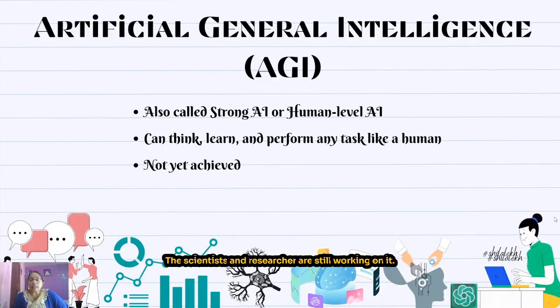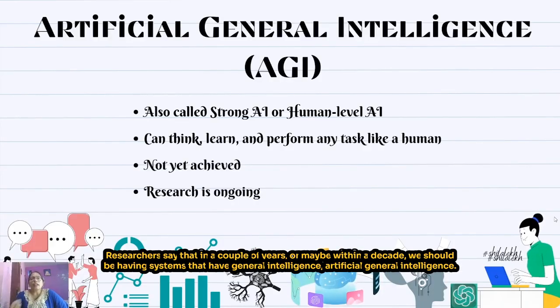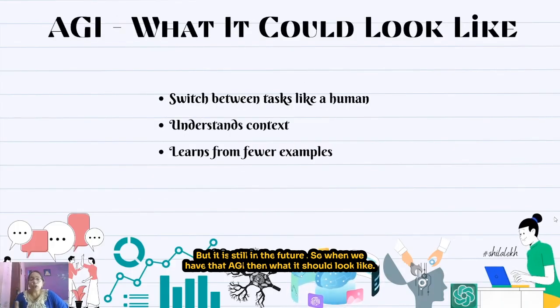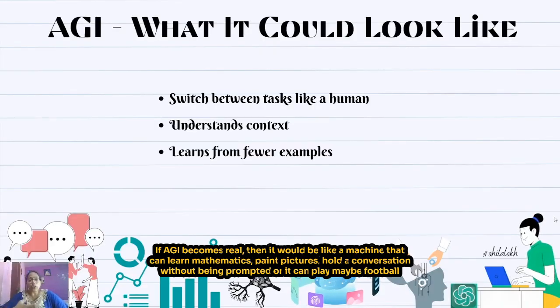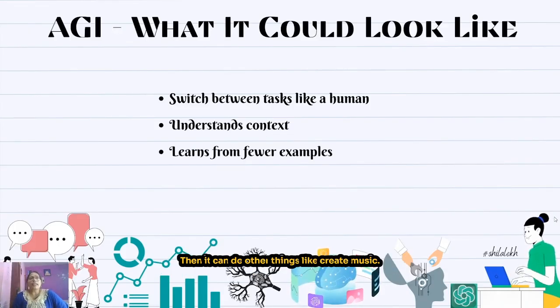The scientists and researchers are still working on it. The research is ongoing. Researchers say that in a couple of years or maybe within the decade, we should be having systems that have general intelligence, artificial general intelligence, but it is still in the future. So when we have that AGI, what should it look like? If AGI becomes real, then it would be like a machine that can learn mathematics, paint pictures, hold a conversation without being prompted, or play maybe football if we have a robot. Then it can do other things like create music.